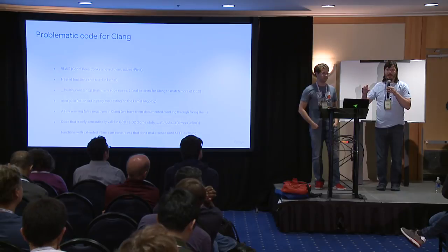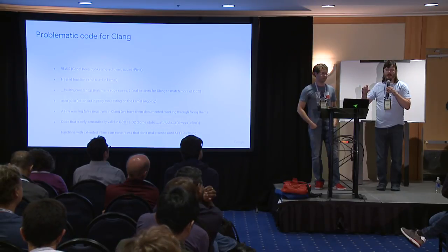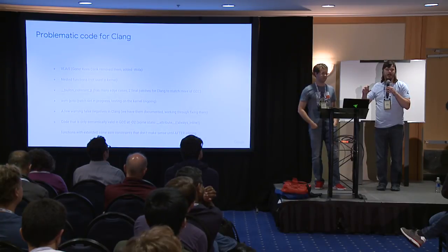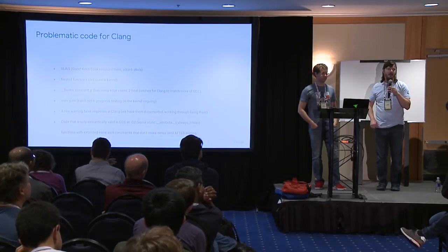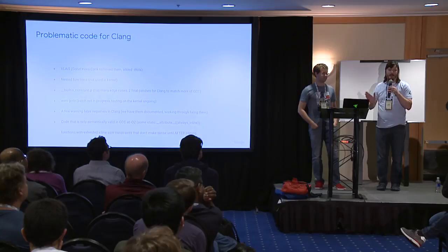GCC has an extension where you can actually have a variable length array in the middle of a structure. I know that there's an LKML post from Linus about how much he dislikes it, but apparently this is something Clang will never support because it's super complicated, and according to Kees, the code it generates happens to be really, really awful as well. So everyone wins from having this removed.